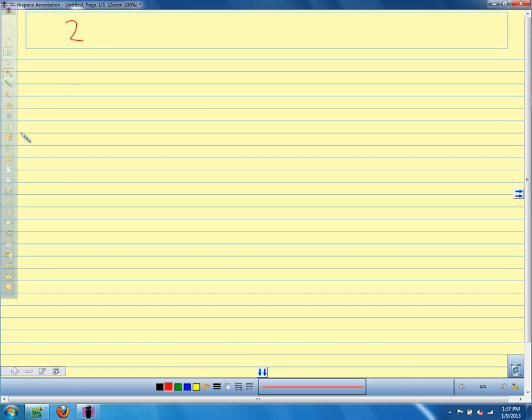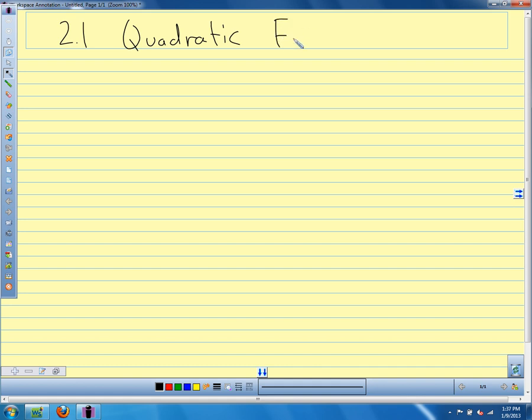So we're in section 2.1. Long notes for that. Not too bad. So quadratic functions.